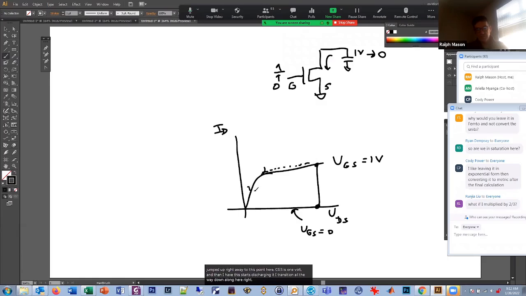I'm going down this curve. And eventually I get to this point where VDS is 0. So I discharge this capacitor to 0. No problem. So I passed that 0 through, because the output went to 0 as well.